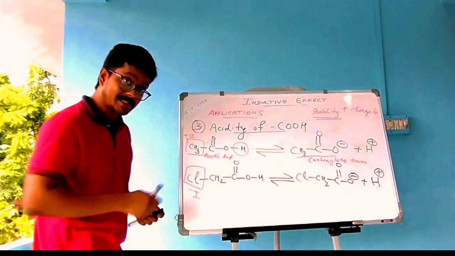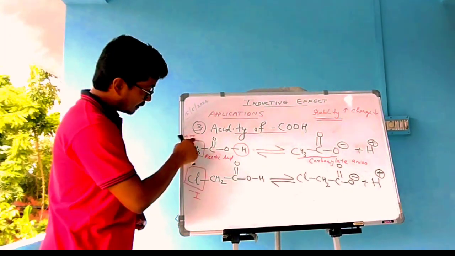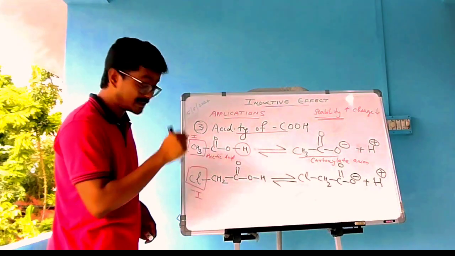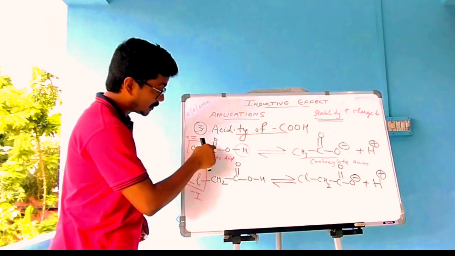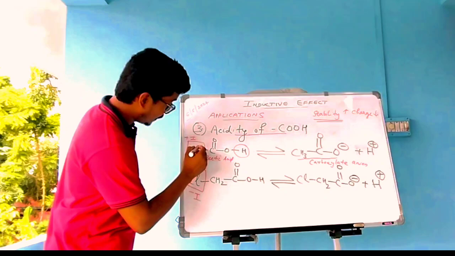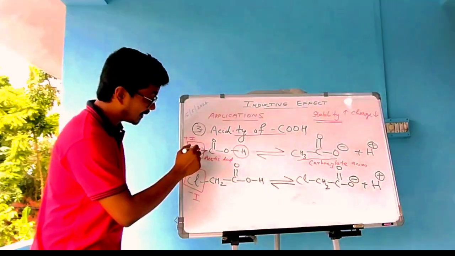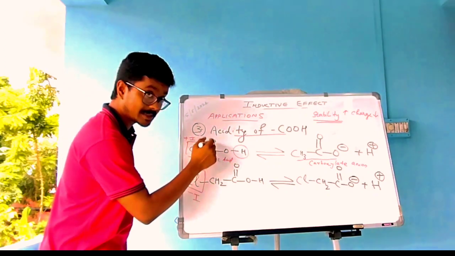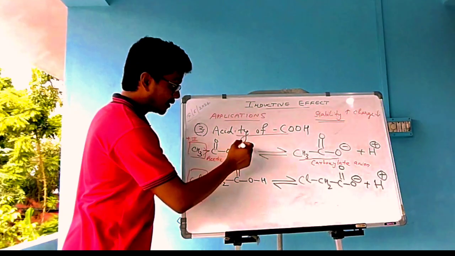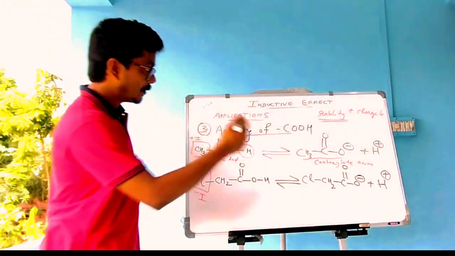Let's consider the first example. Here, in the case of acetic acid, an alkyl group, the CH3 group, which has a plus I effect, is bonded to the carboxylic acid group. The plus I effect of the CH3 group will release electrons towards the carboxylate group. As a result, the tendency to release H plus ion will decrease.